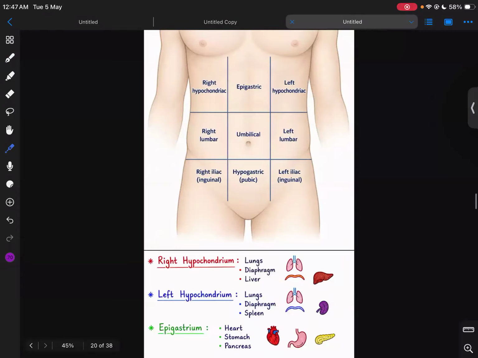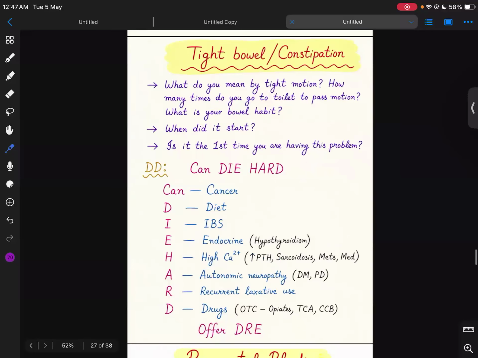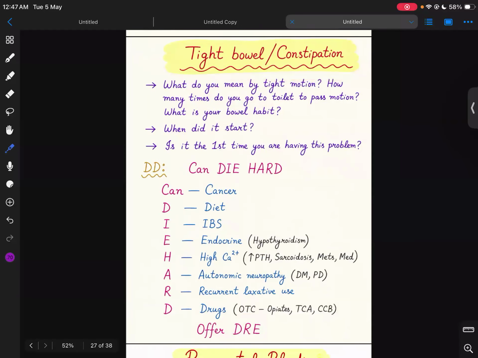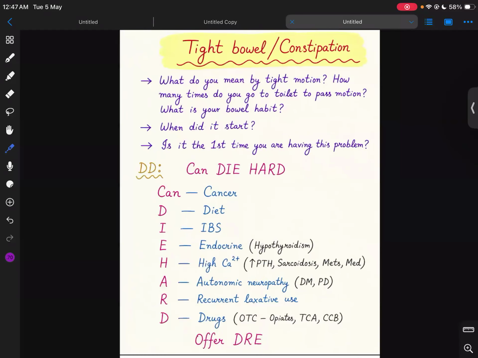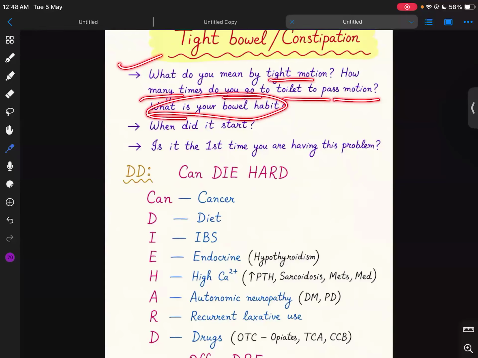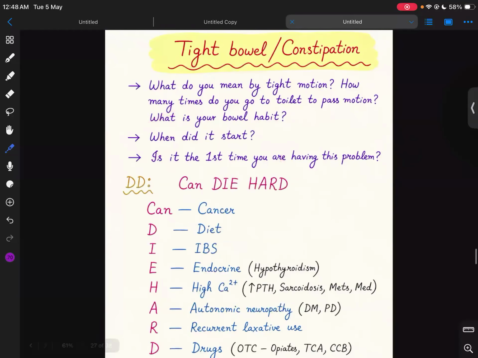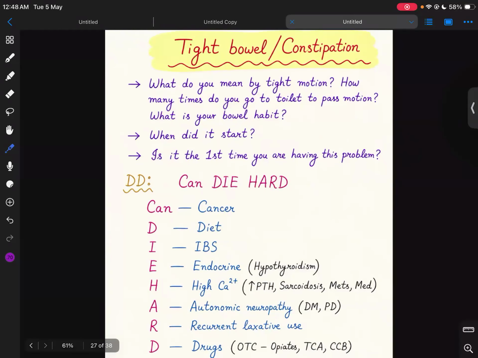Okay, let me proceed. Our next prompt is tight bowel or constipation. It's a double star prompt. So how to start? Taking the history. First, you have to ask, what do you mean by tight motion? How many times do you need to go to the toilet to pass motion? What is your usual bowel habit? Then when did it start? Is it the first time you are having this kind of problem? Then we can directly jump into the differential diagnosis.